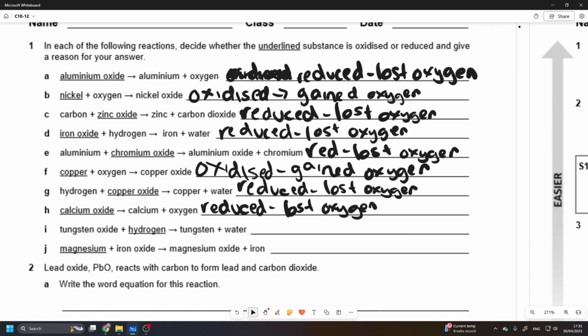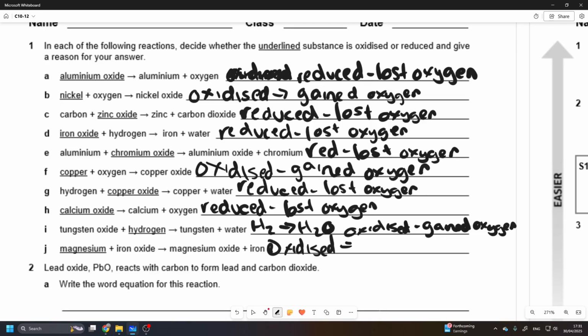Hydrogen becoming water. Well, that's gone from H2 to H2O. It's been oxidized as it's gained oxygen. Magnesium plus iron oxide. The magnesium becomes magnesium oxide. It's been oxidized as it's gained oxygen.